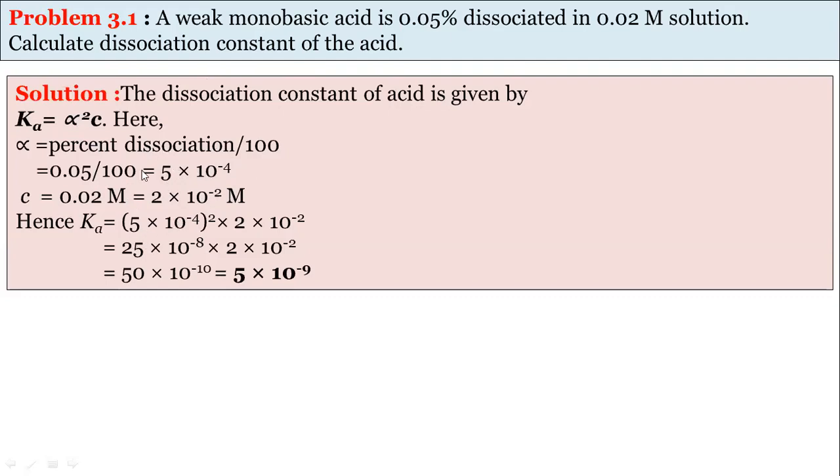So put the values of alpha and C. Alpha is already calculated, 5 into 10 raised to minus 4 square into 2 into 10 raised to minus 2. If you understand these values, then mathematically we can solve it. The final answer we get here is 5 into 10 raised to minus 9. This is Ka, the dissociation constant of the acid.